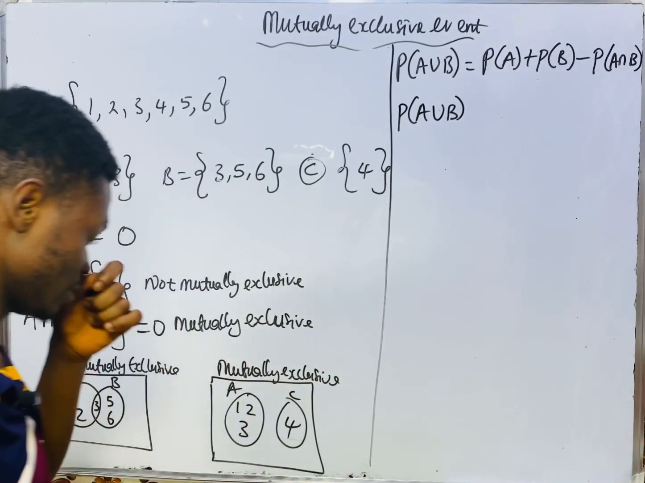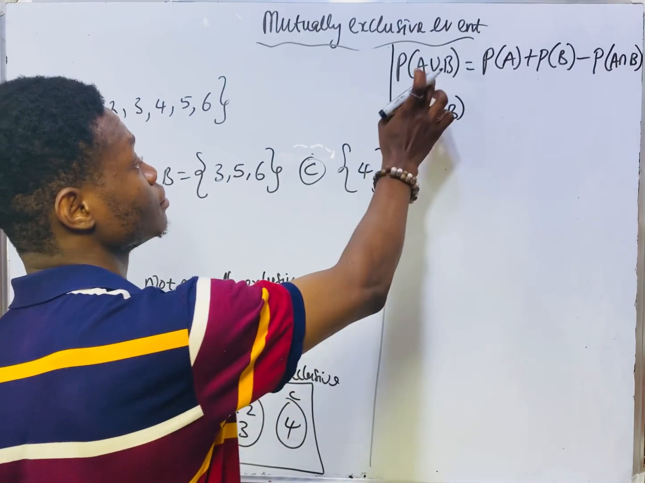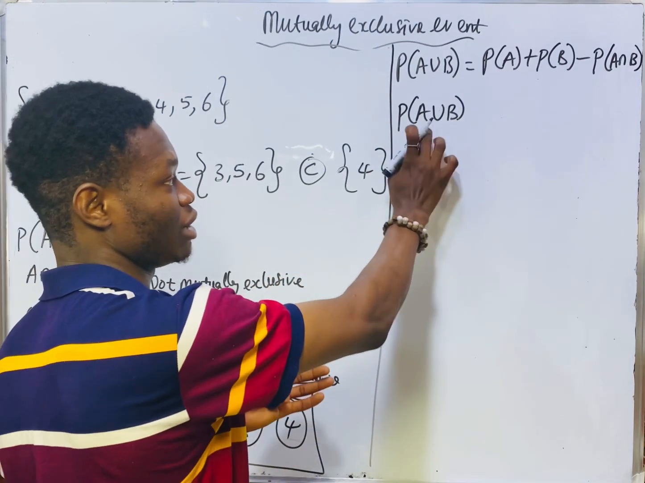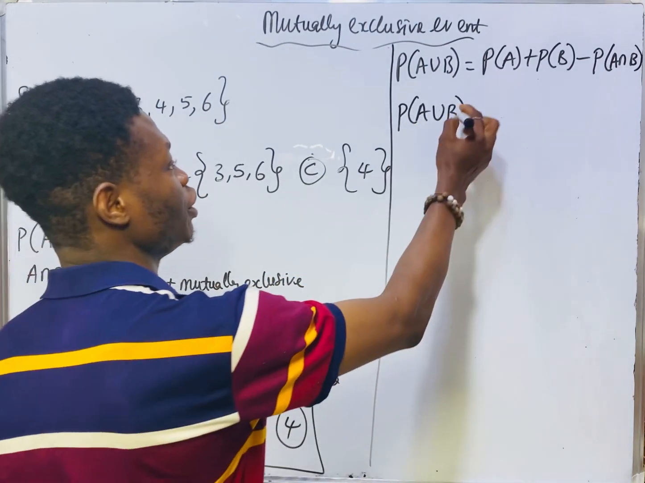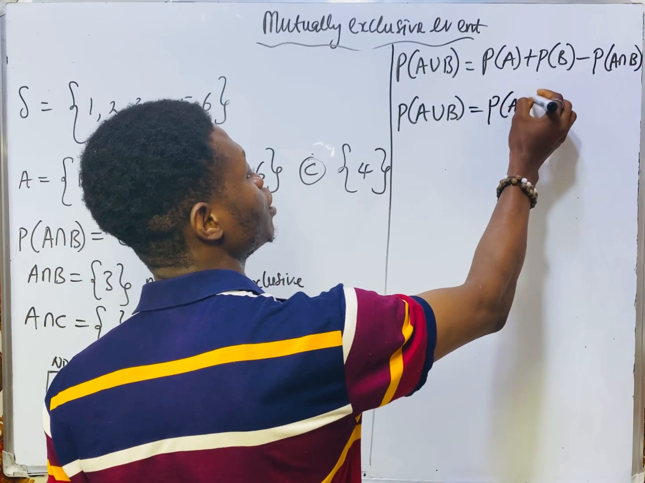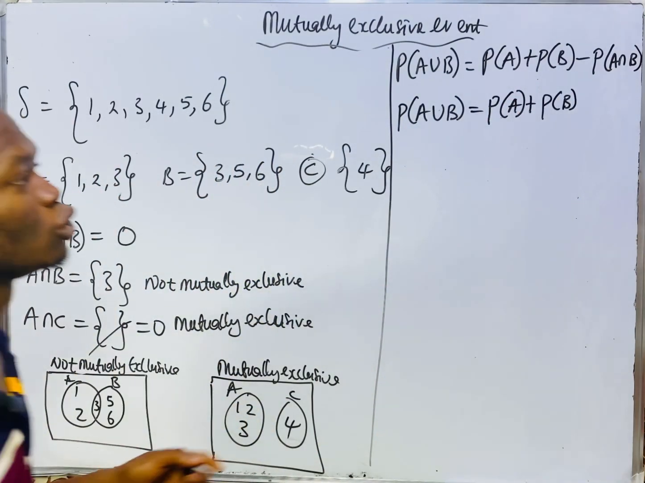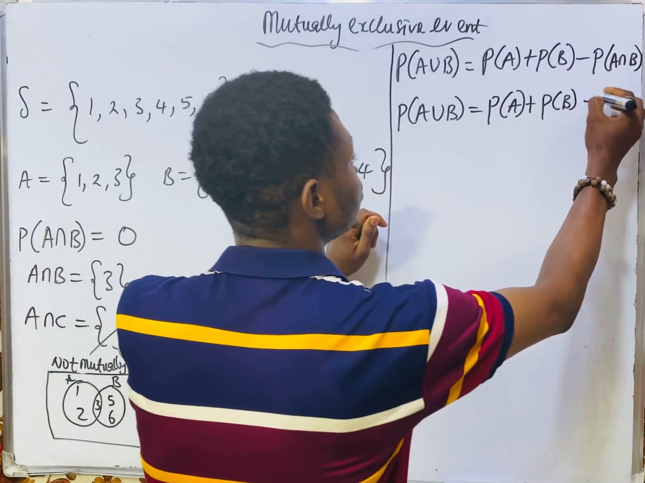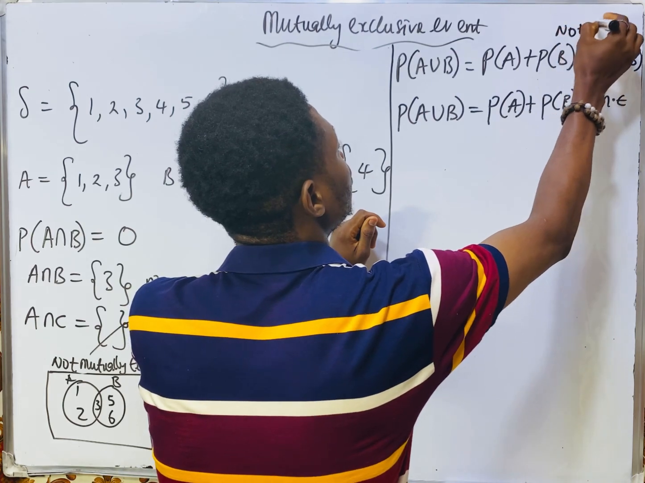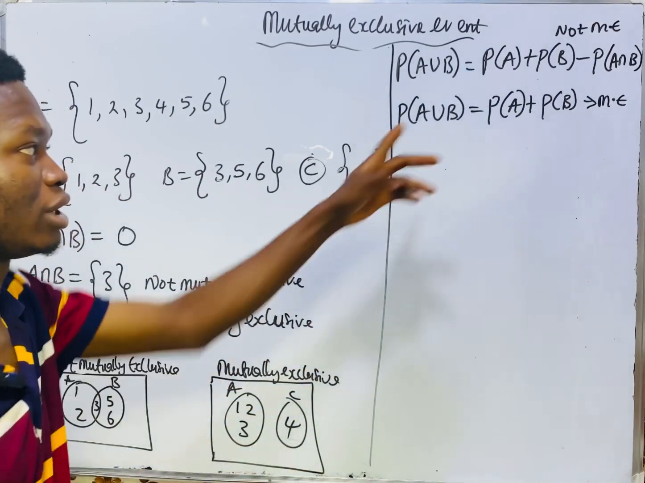Okay, this one is mutually exclusive, right? I'm not even taking the reference from this A and B. I'm just giving you the formula. You can use any letter. So A union B is equal to probability of A plus probability of B. As simple as that. So this is for mutually exclusive, and this is for not mutually exclusive. So let me give you how we got this formula.